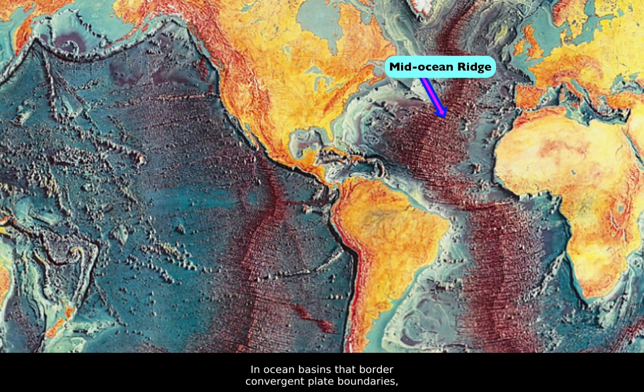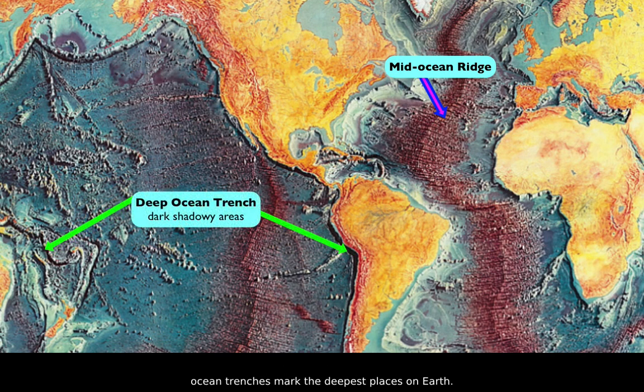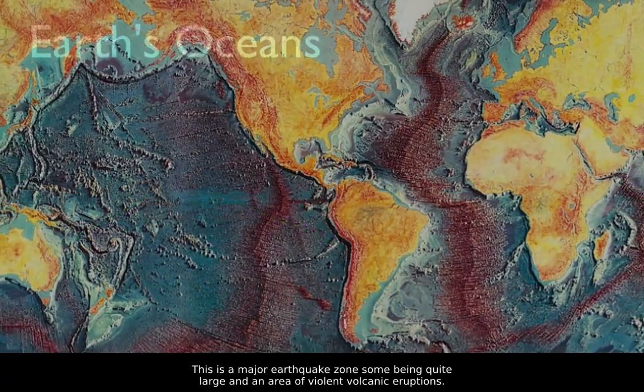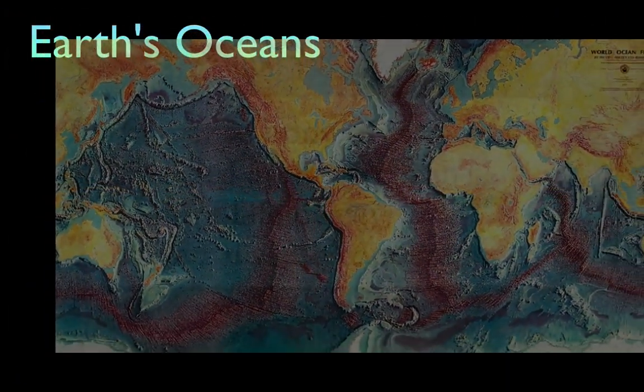In ocean basins that border convergent plate boundaries, ocean trenches mark the deepest places on Earth. They occur at subduction zones, where lithosphere is forced down into the asthenosphere. This is a major earthquake zone, some being quite large, and an area of violent volcanic eruptions.